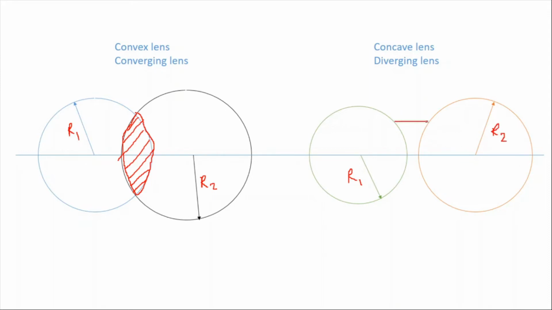On the other hand, we have a sphere of radius r1 and another sphere of radius r2. If we fill the space between these two spheres, we are going to get a diverging lens. As you see, this side of the diverging lens has radius of curvature r1 and this side has radius of curvature r2. Similarly, this side of the converging lens has a radius of curvature r2 and this side has a radius of curvature r1.